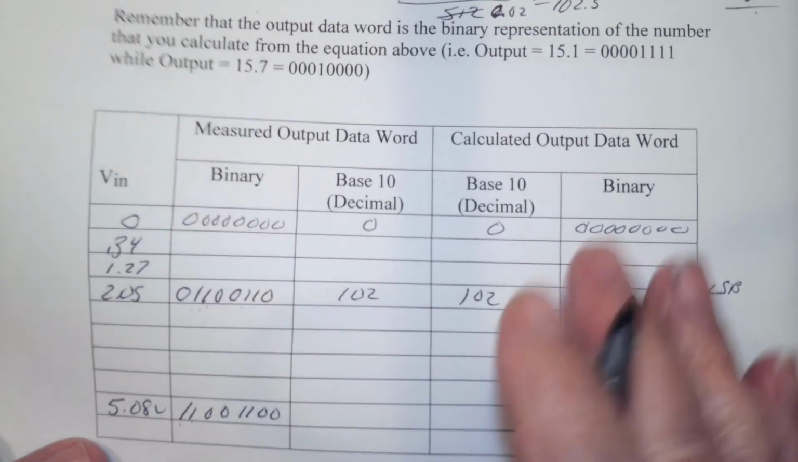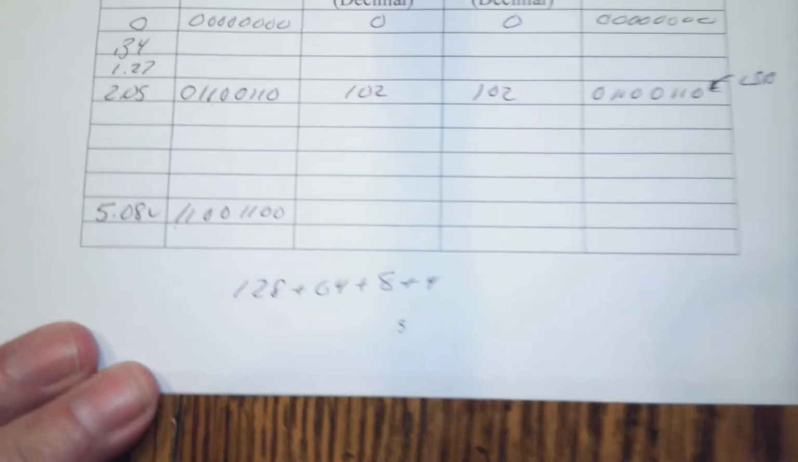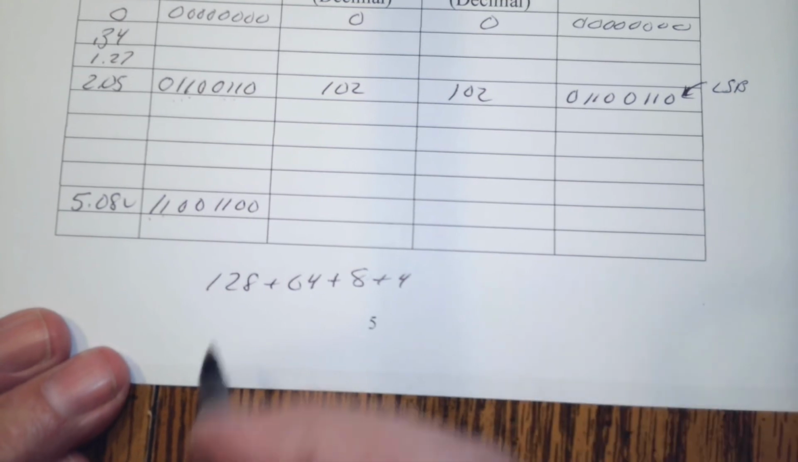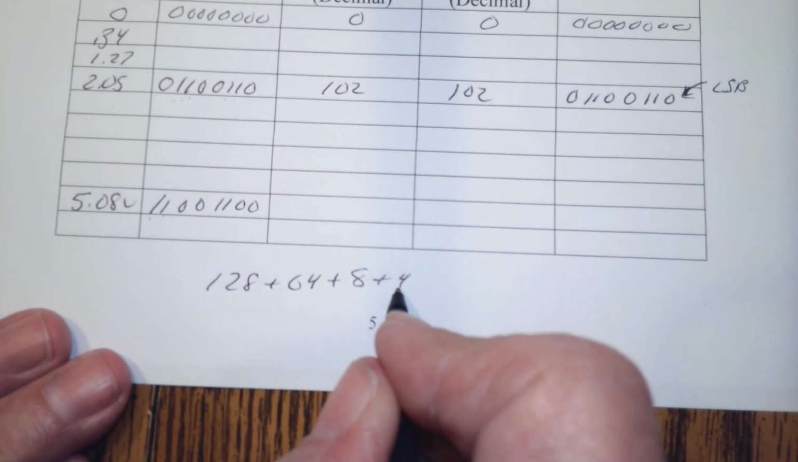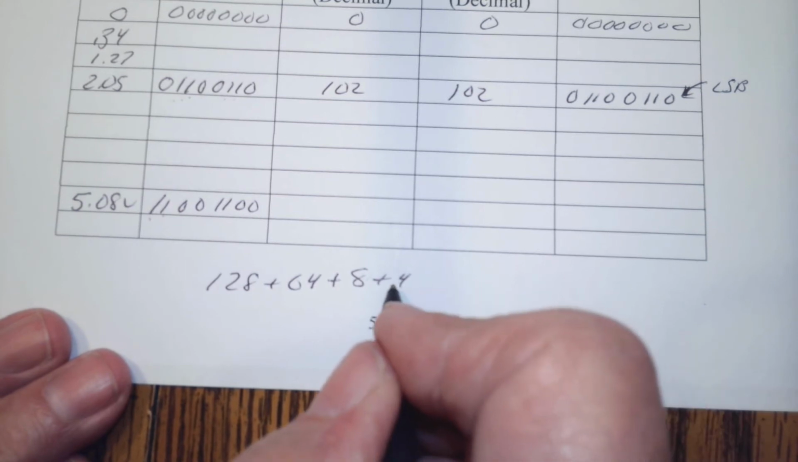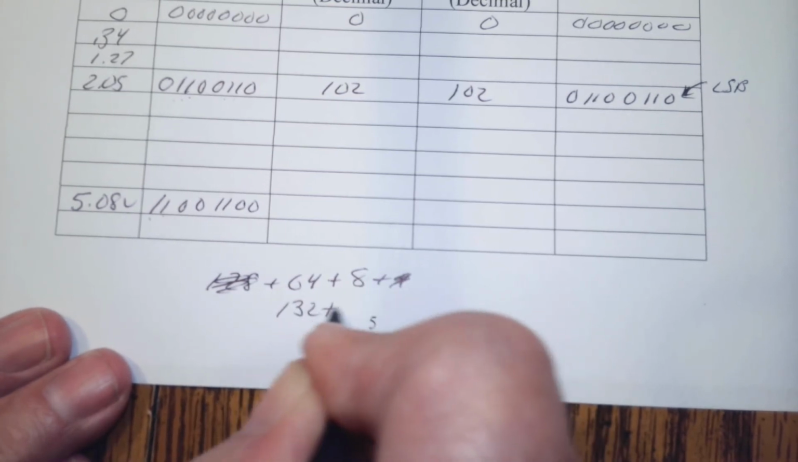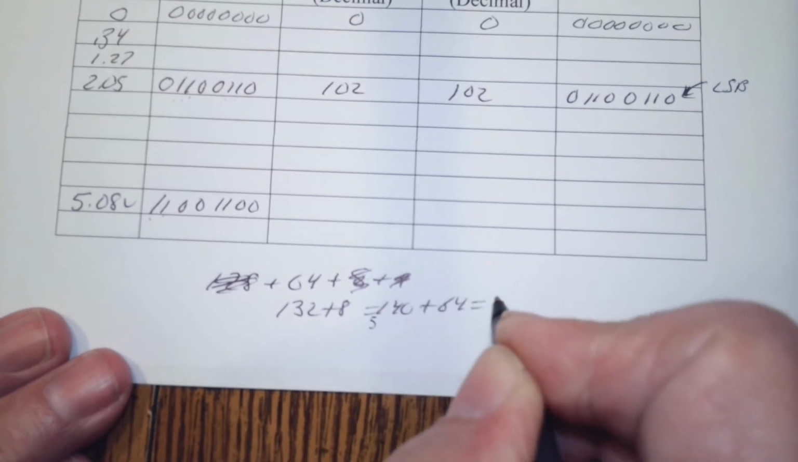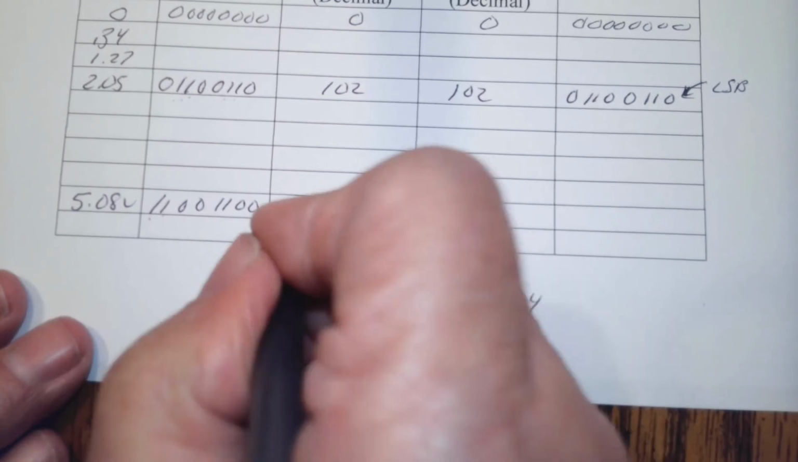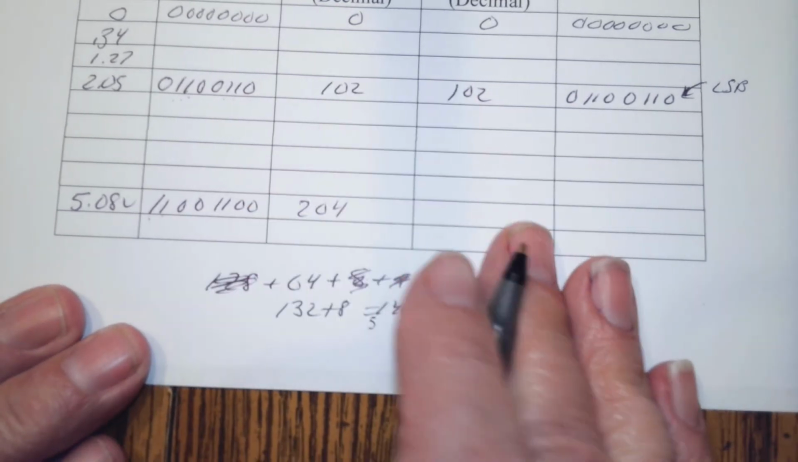You can't see that, so let me move my camera a little bit here. So the calculation on the very bottom here of the 11001100. Well, 4 and 128 is 132, plus the 8 becomes 140, plus the 64 is 204. So that's 204, which is what the base 10 decimal value is for the measured output.